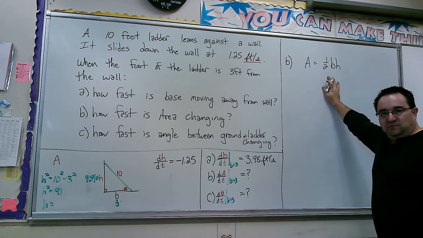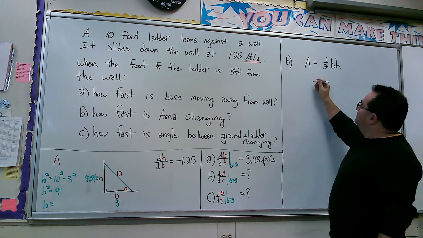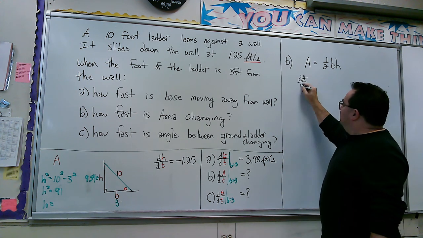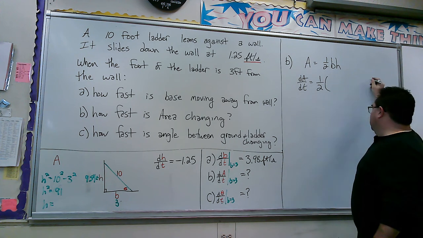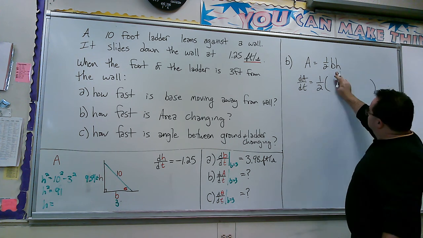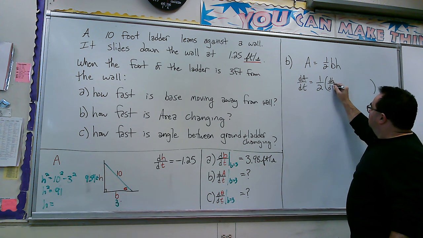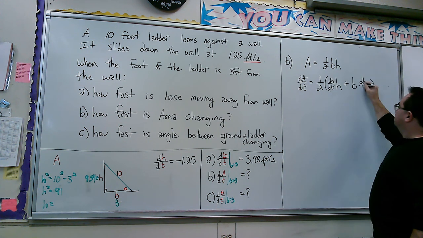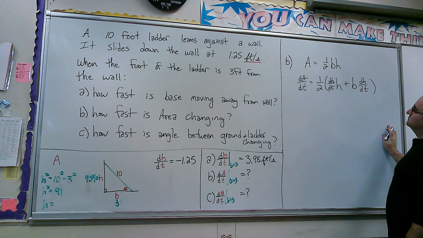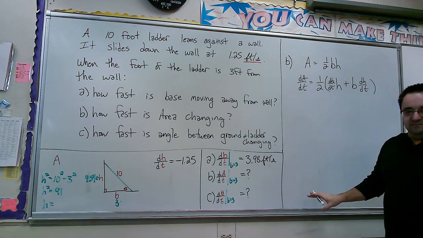Watch what happens when we take the derivative. Now remember, this is implicit with respect to t. dA/dt. Be careful here. I'm going to pull that half out. Product rule. So the product rule, if I ignore the half, is the derivative of the first times the second plus the first times the derivative of the second. Now that's a lot of stuff, but I know a lot of this stuff.